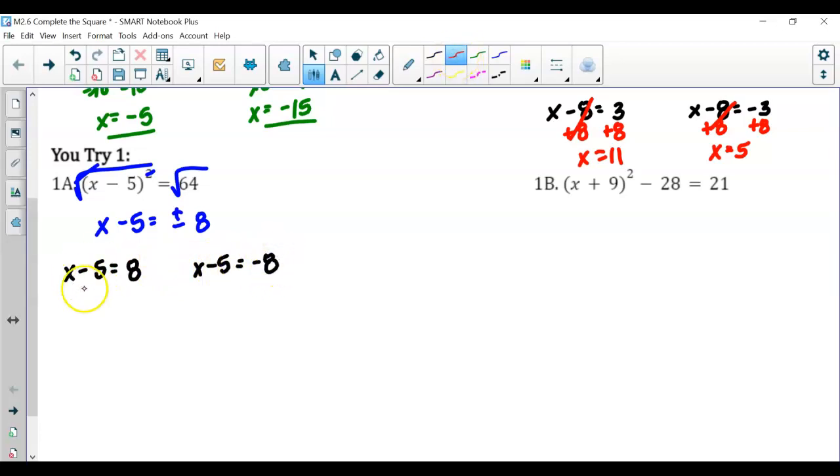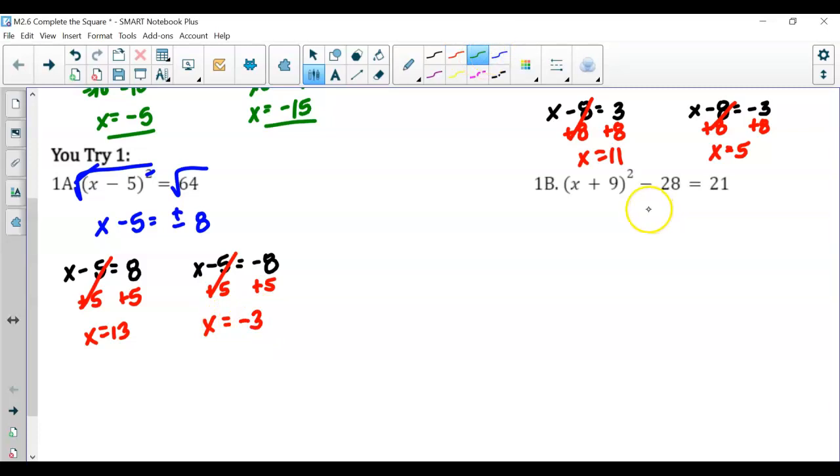When you go through and solve, the opposite of subtraction is addition. Add 5, and x is equal to 13. Here, add 5, and x is equal to negative 3.